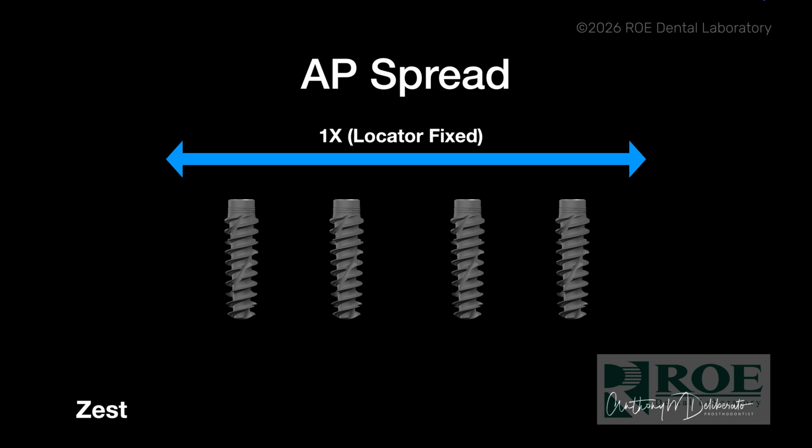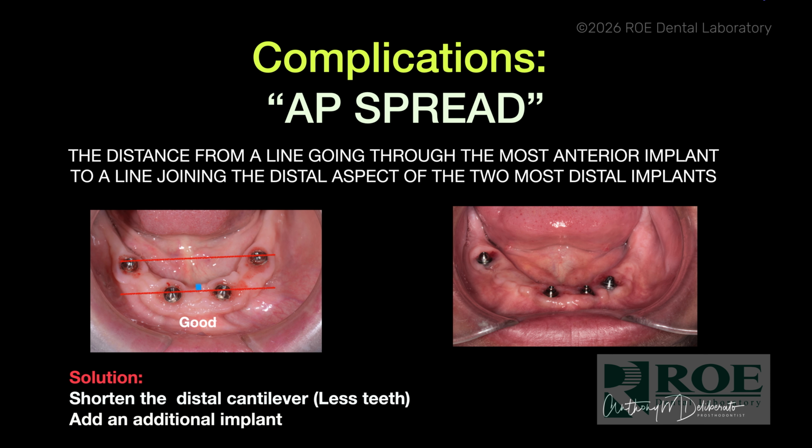With LOCATOR Fixed, we want to limit that to 1 times the AP spread. And here are some examples in the picture on the left. We have good AP spread, and so we can feel comfortable going 1 times the AP spread if it's a LOCATOR Fixed case. But on the right side, you can see that in one area we have a nice AP spread, but in the other area the implants are very close together, and we're going to have a shorter cantilever on that side.